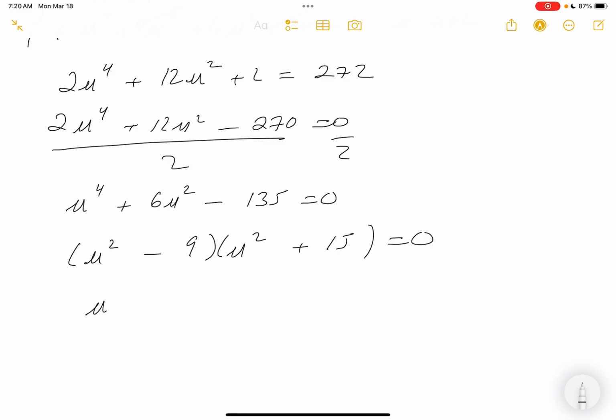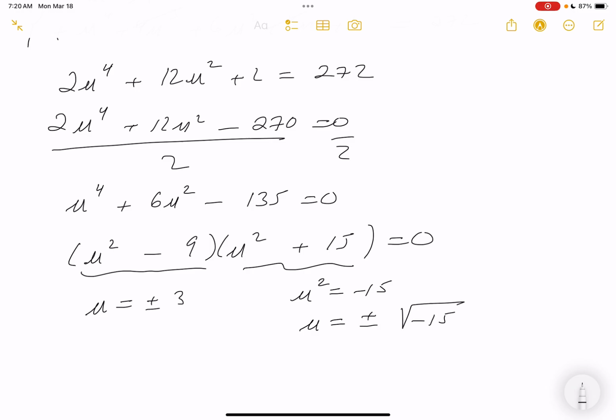Now, I immediately see two solutions to the problem. Looking at the first one, that's going to be u equals plus or minus 3, because when you square plus or minus 3, you get 9, and I have my side of 0. The other one's a little trickier, isn't it? That's going to be u^2 equals minus 15, and u would equal plus or minus the square root of minus 15. That's going to be plus or minus i root 15.